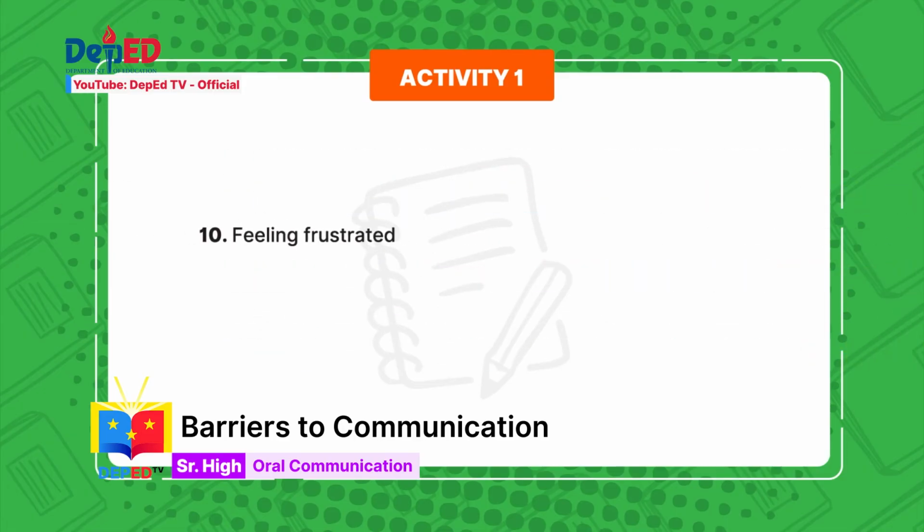And number 10. Feeling frustrated. This is a psychological barrier. Frustration is a strong emotion that may affect a person's patience in listening and understanding others.